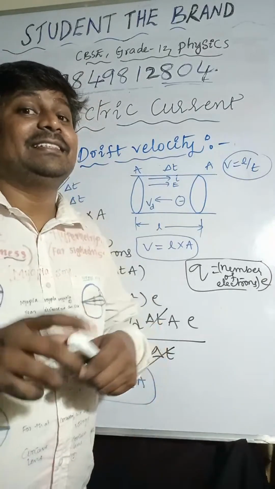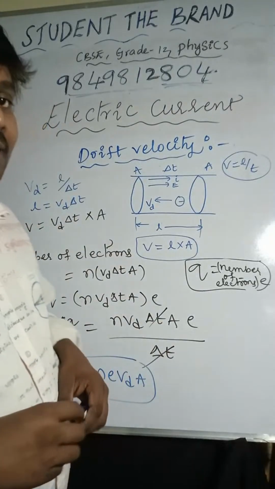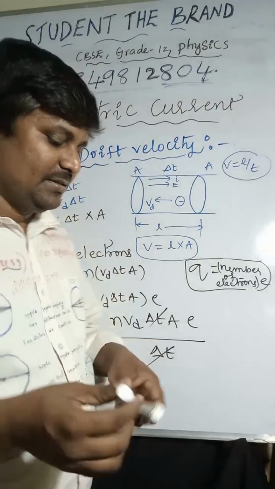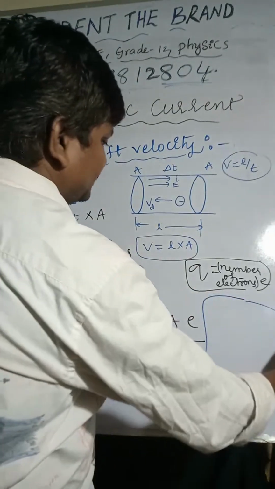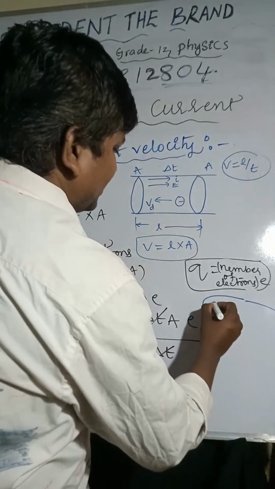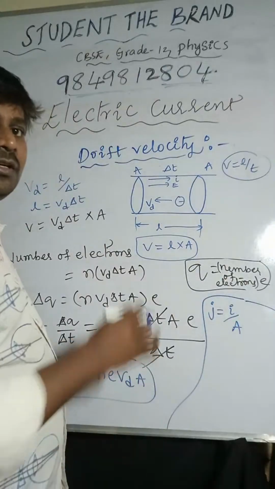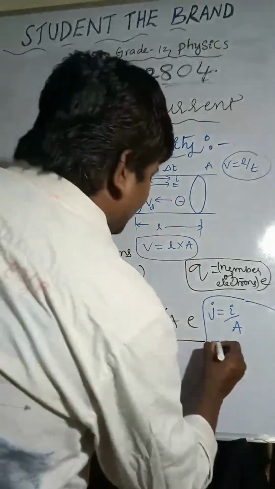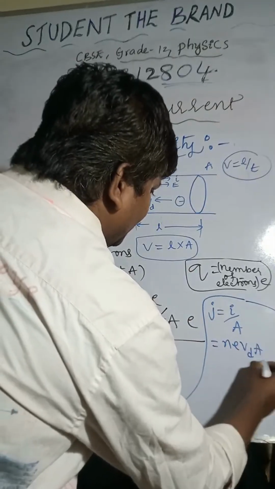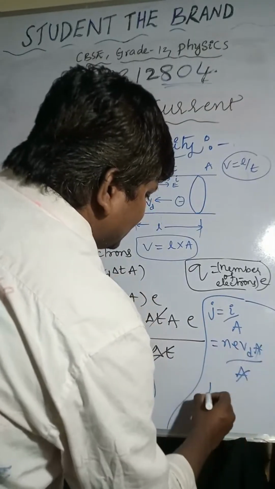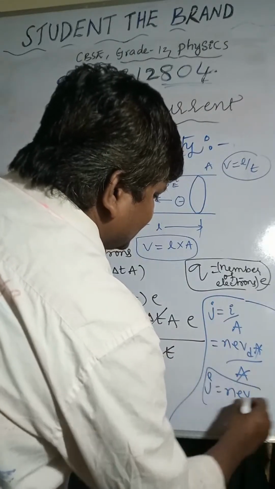Current density is nothing but current by area of the cross section. Current density can be denoted with the letter J. So J equal to I by A. What is I? I equals n e v_d into A, divided by A. A gets cancelled. So J equal to n e v_d. This is the answer.